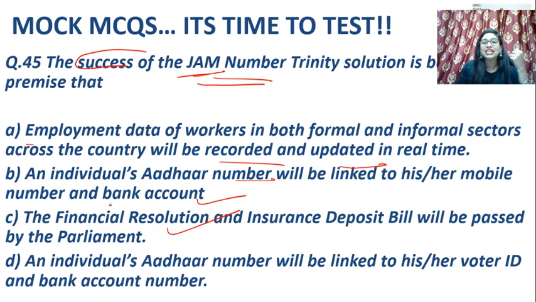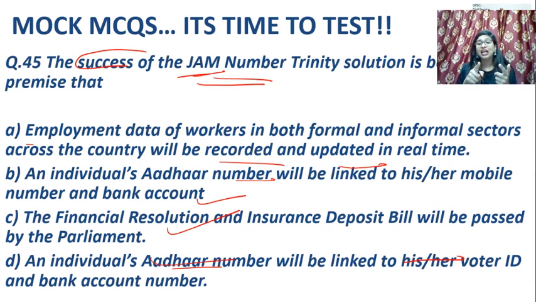And the fourth says an individual's Aadhaar number will be linked to his or her voter ID and bank account number. So now, between your second and fourth options, think and say, guys. One links Aadhaar to the mobile number and bank account. The fourth talks about linking to the voter ID and bank account number. Think and say, okay? So yes, I can get a lot of answers, but look at the D option also.